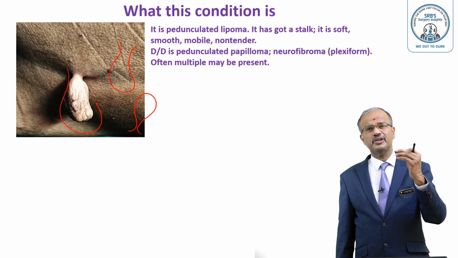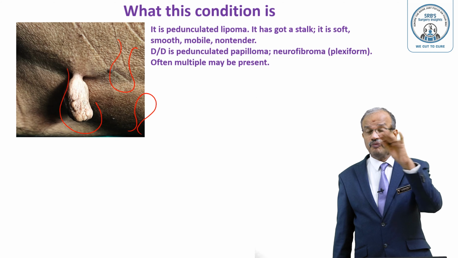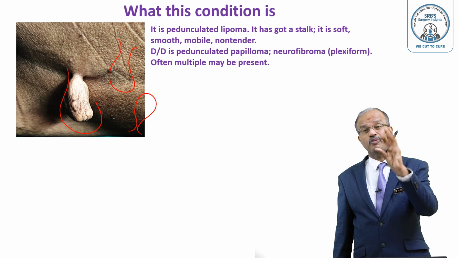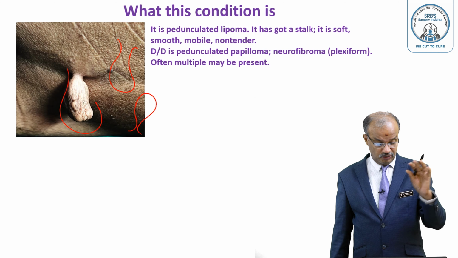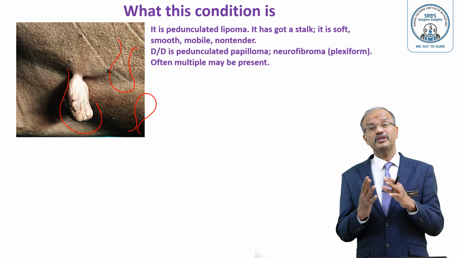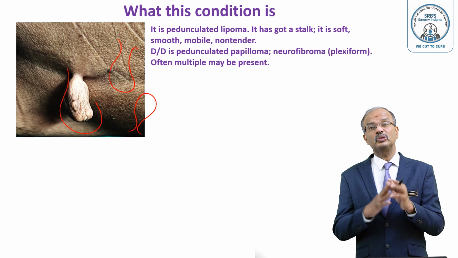In earlier lectures, please scroll back, I have discussed the pedunculated papilloma, where the surface has fawn-like or finger-like projections with a velvety surface. Whereas here it's a smooth lobulated surface. That is the only difference. So often it is difficult to differentiate clinically between the two. Pedunculated lipoma and papilloma look similar.